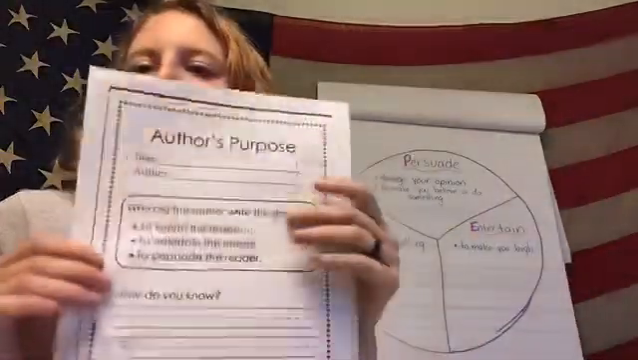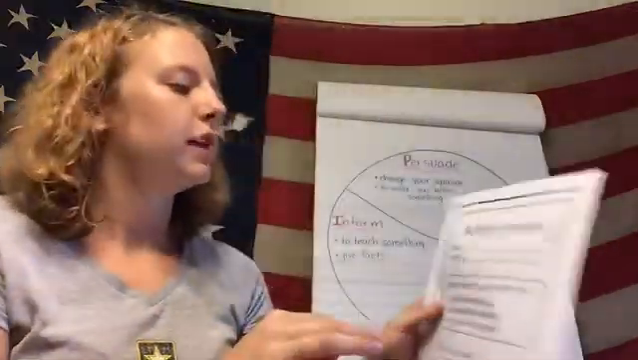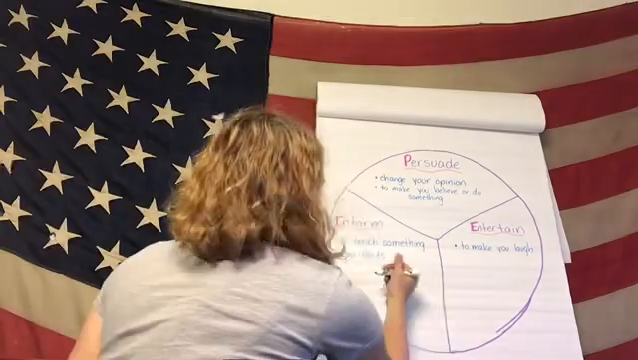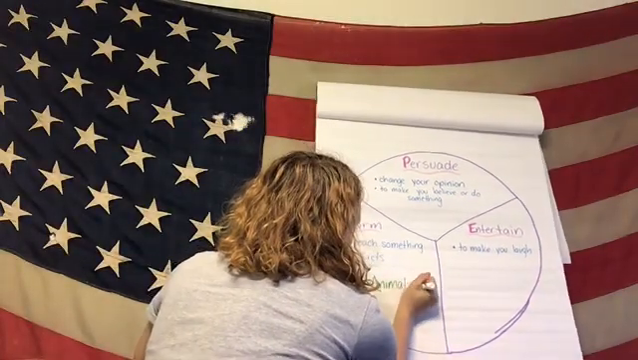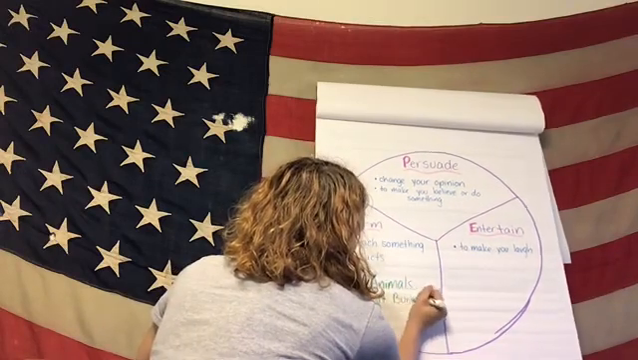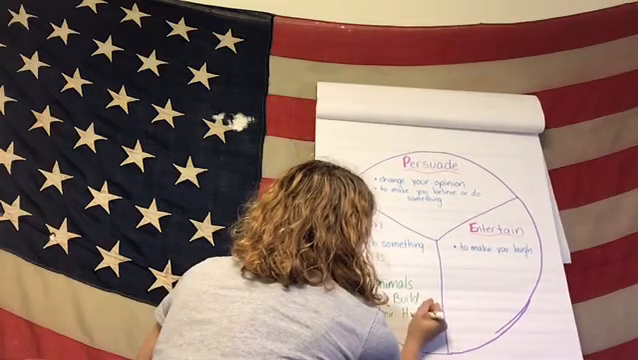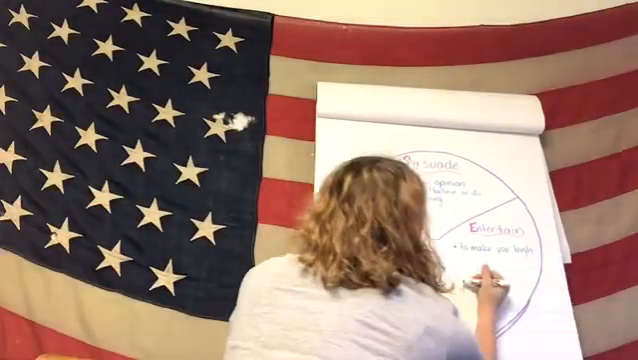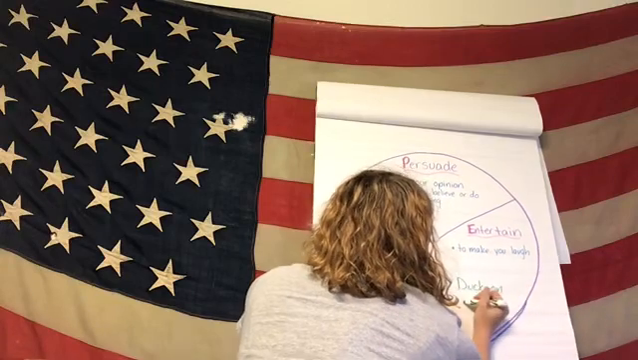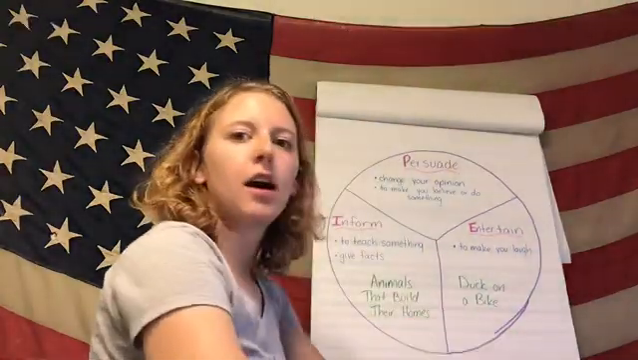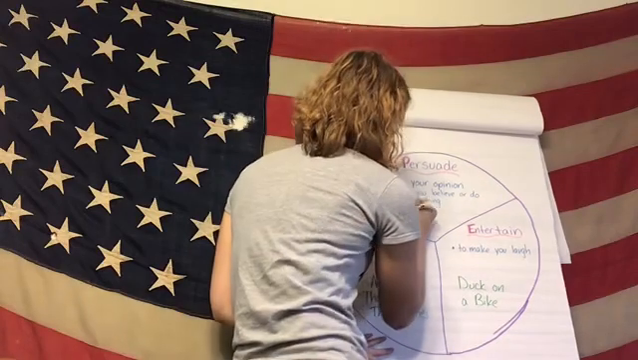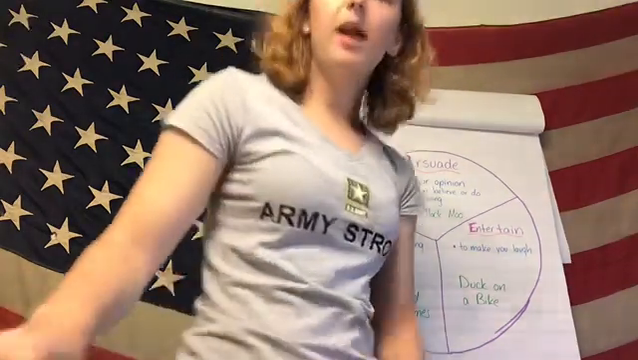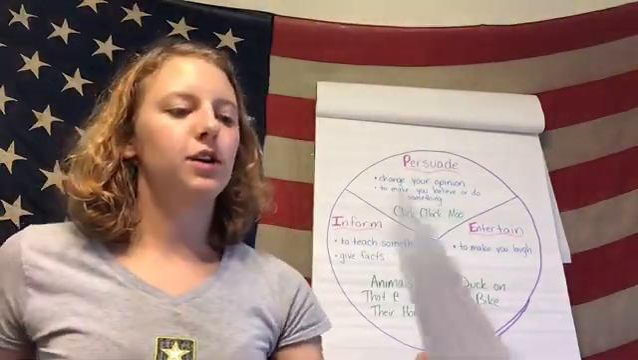Now, if you have the sheet that was printed out in the lesson, it's called Author's Purpose. What I want you to do is write the title of one of our books that we read today. So you can use Animals That Build Their Homes. You can use our Duck on a Bike. Or our Click, Clack, Moo. You don't need to write down the author of these books, but if you could write down the title.